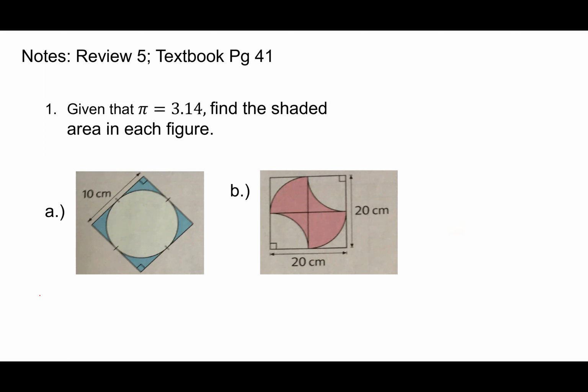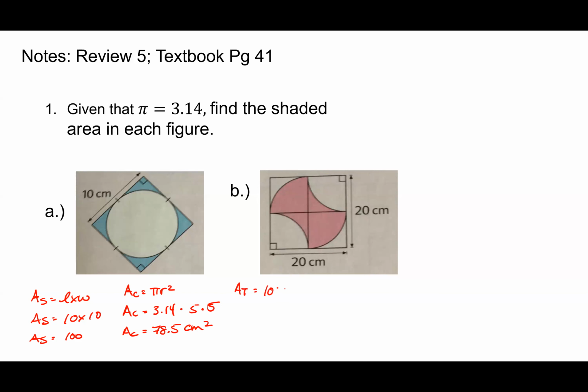So for the square, I did... Okay, so you did length times width, right? Okay, I have to catch up to you. Okay, hang on. So the area of the circle was 78.5. Okay, so 100 minus 78.5, and you got 21.5 centimeters squared. Nice job.